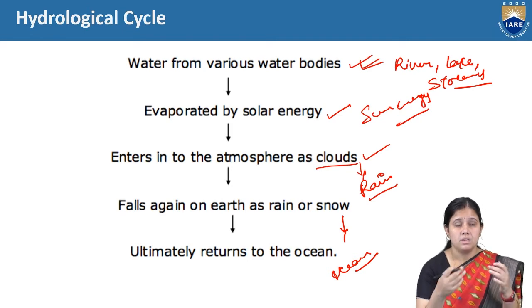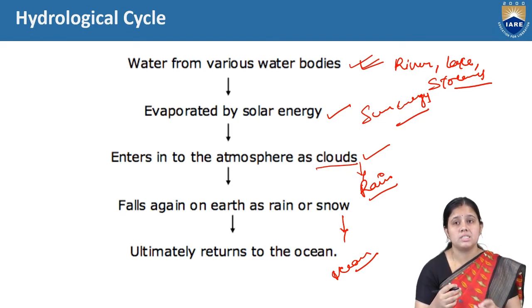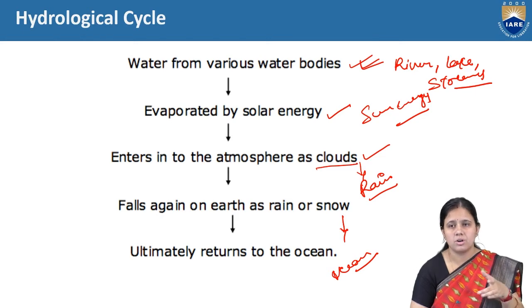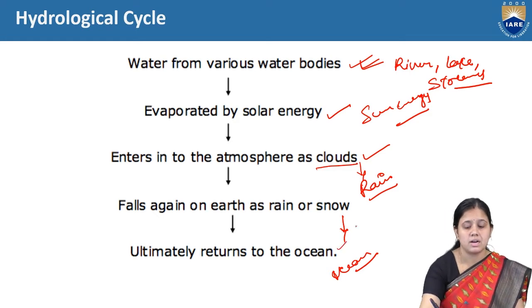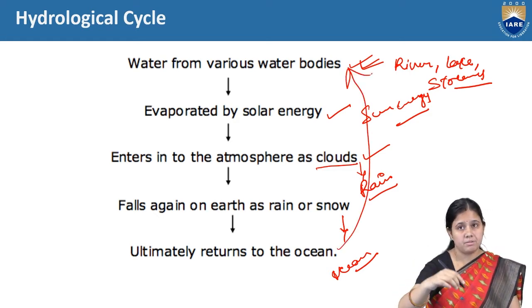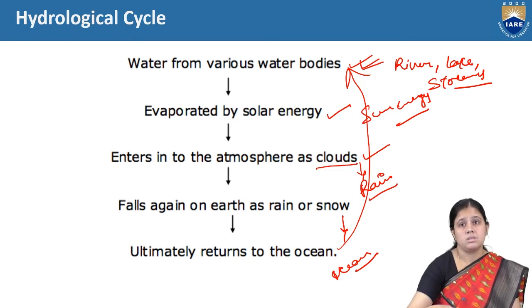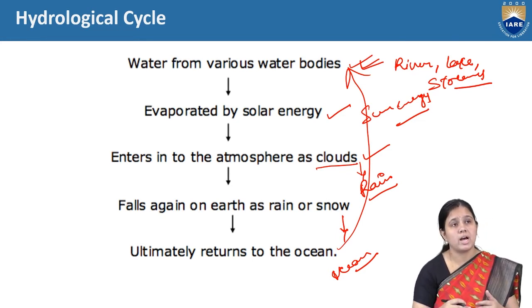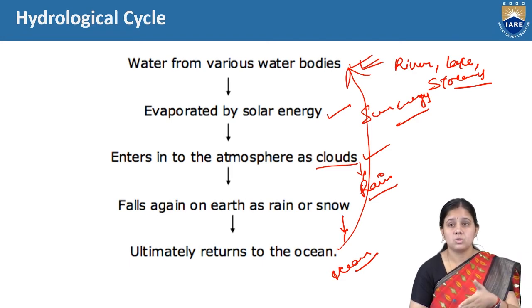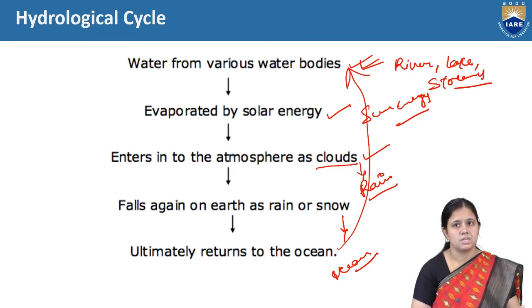The water from various water bodies is evaporated by solar energy, enters the atmosphere as cloud, and the cloud makes rain or snow. Ultimately it returns to the river and then the ocean. Then the process starts again, with evaporation by solar energy, clouds, rain collecting on the earth's surface, and rivers going to the ocean, and the process continues. This is the basic theme of the hydrological cycle.